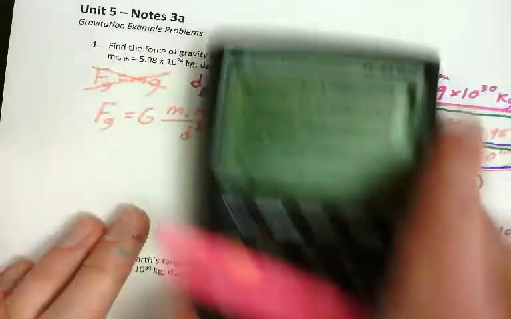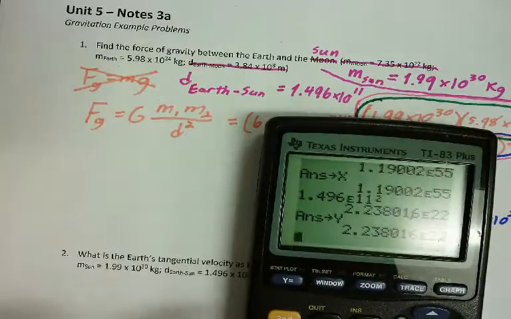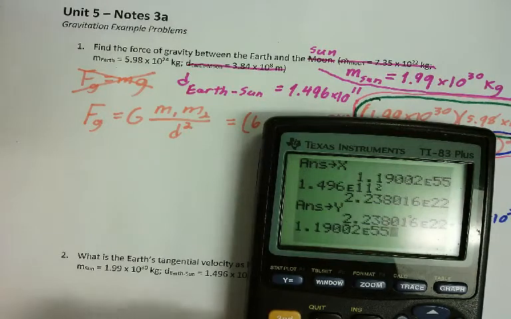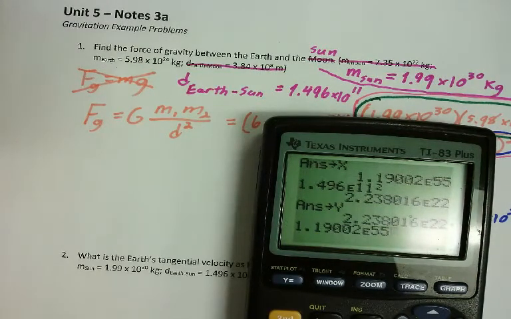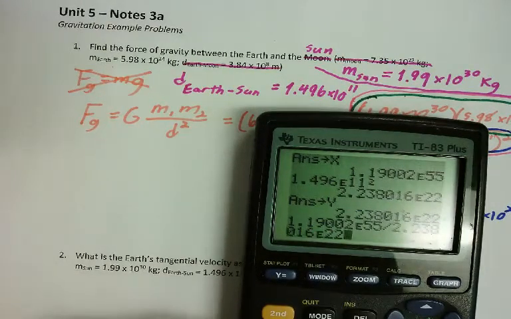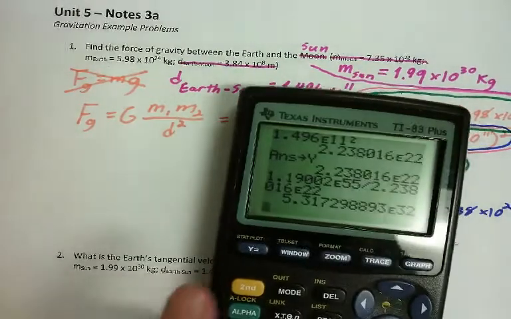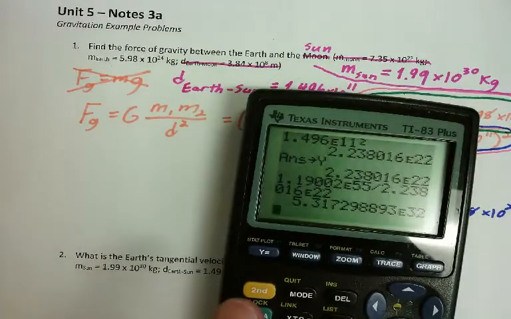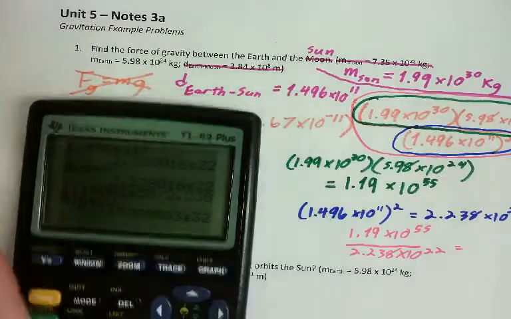Again, if you want to learn how to do that, I can show you how to do it easily. Not all calculators can do this, but most calculators worth their salt can do it. So there's my first number divided by my second number. Gave me this, 5.317 times 10 to the 32nd.